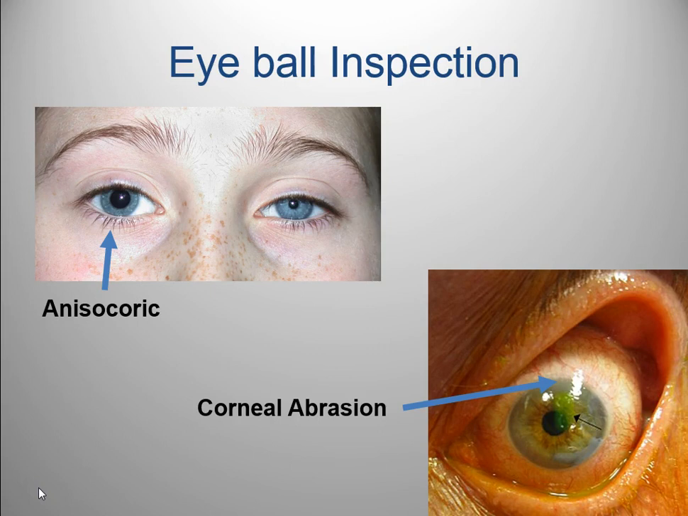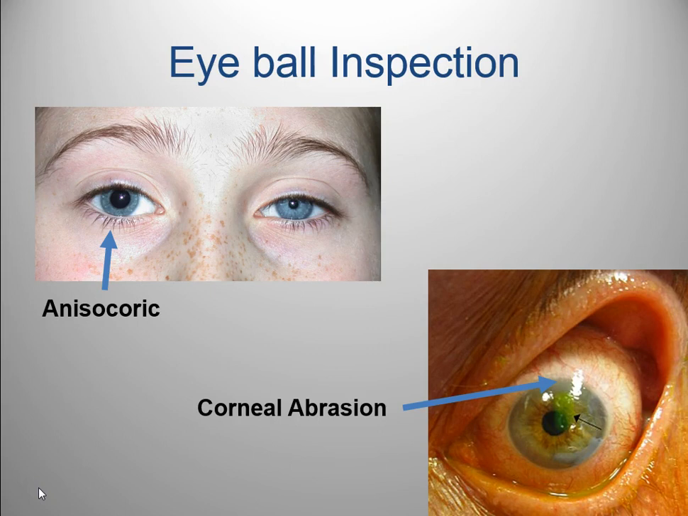Top left, you have your anisocoric. You get to hear me sound out words on this lecture. That's when the pupil in one eyeball is a different size than the other, which could come from an eye injury. It could come from a concussion. It is a sign and symptom of a concussion. And so if you have an athlete that comes off the field and they tell you that they don't feel well or they were hit in the head, one of the things you should observe for is, are their pupils equal and responsive to light. So that's what you're looking for.